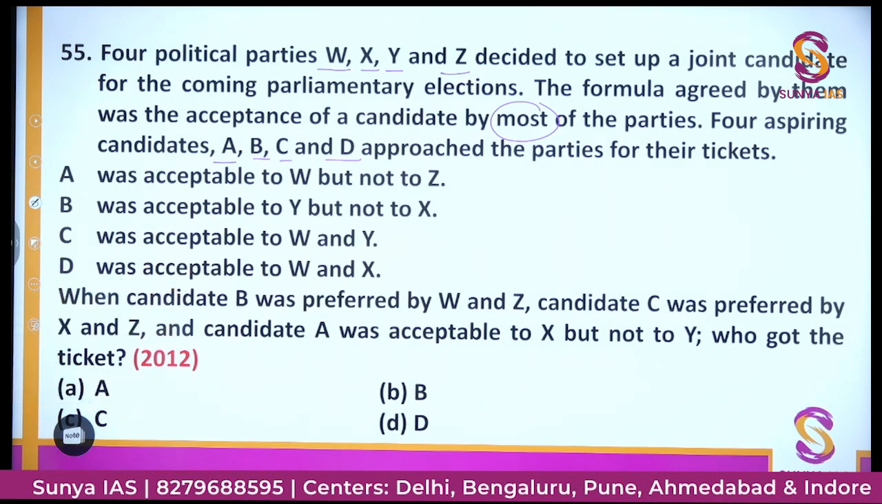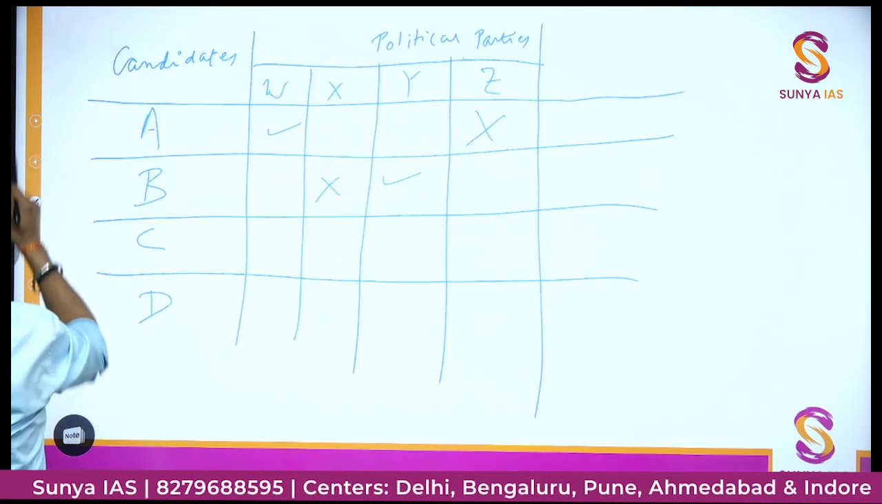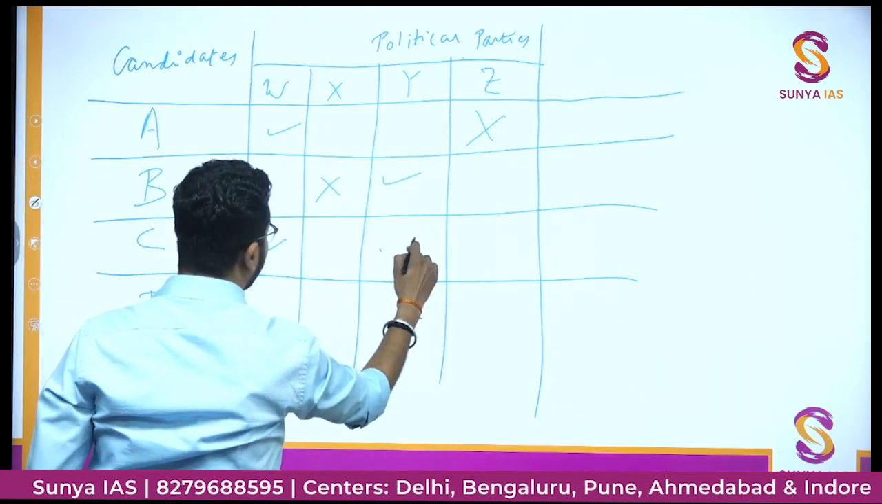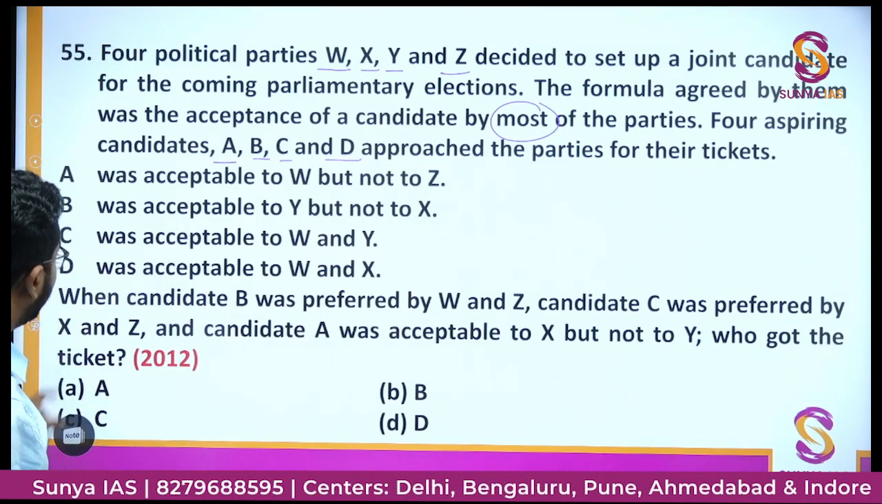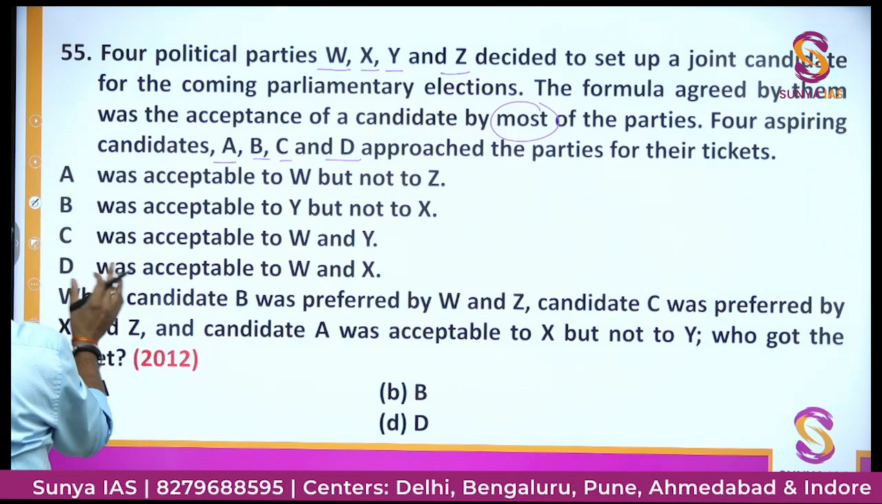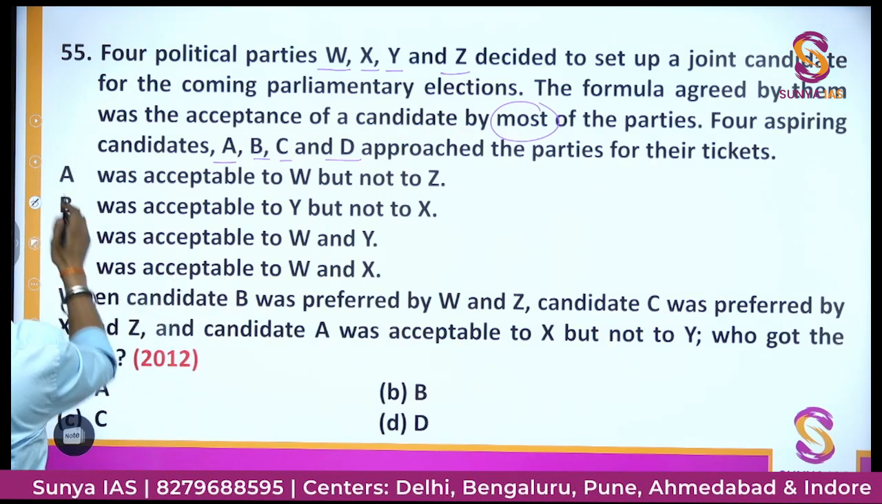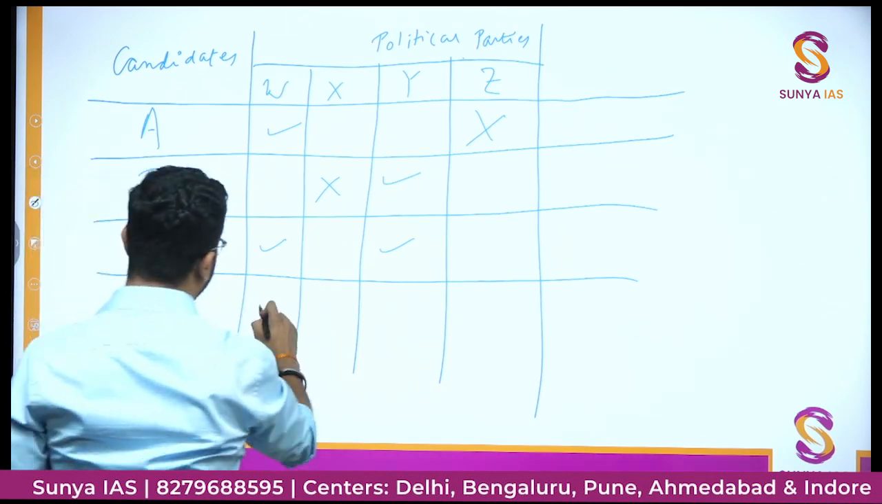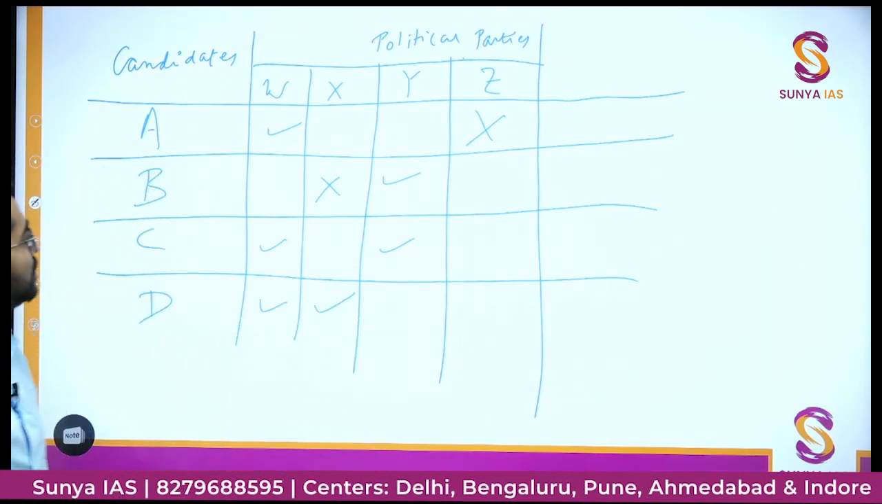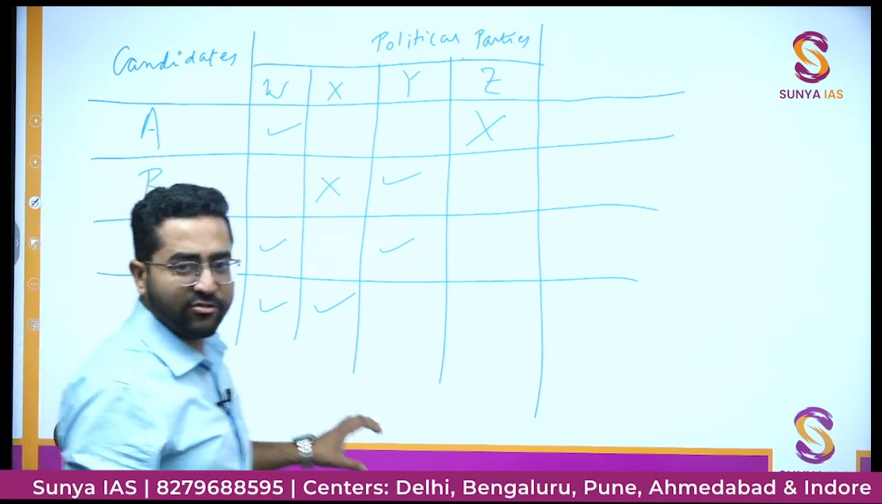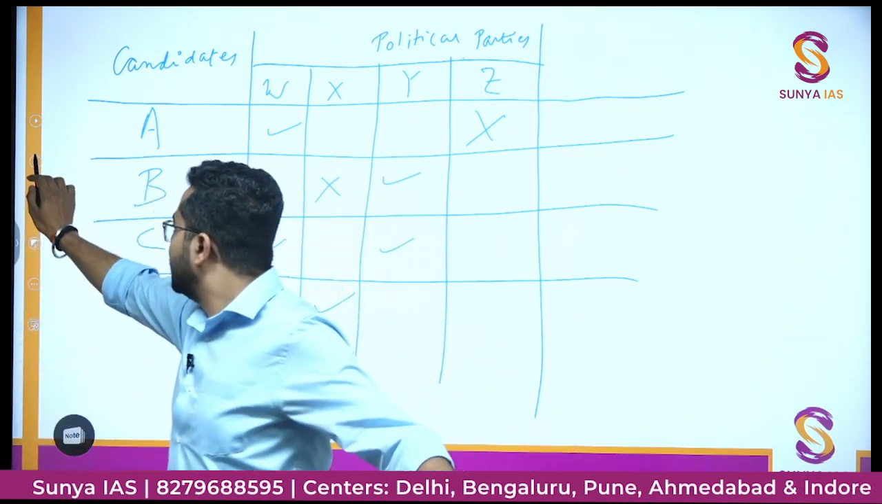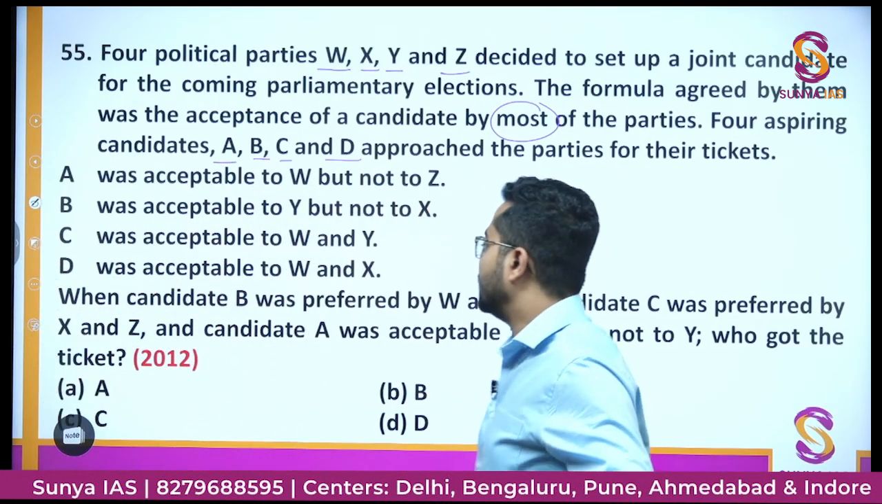C was acceptable to W and Y, and D was acceptable to W and X. ठीक है. So this information was given in these 4 statements.